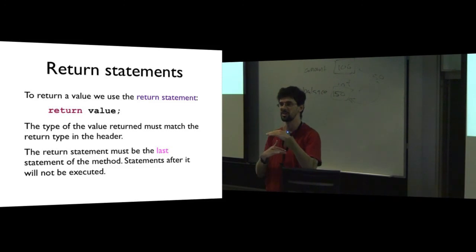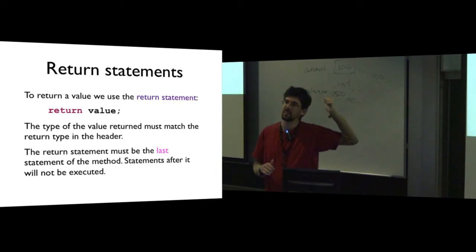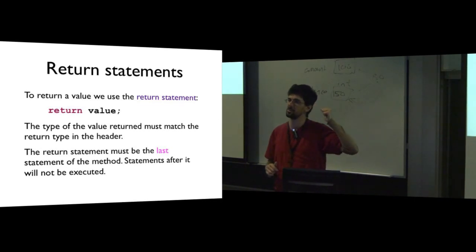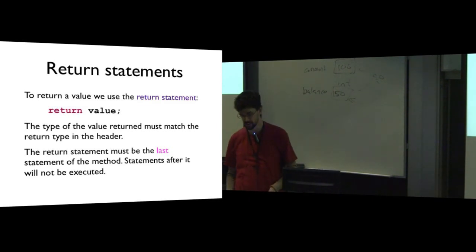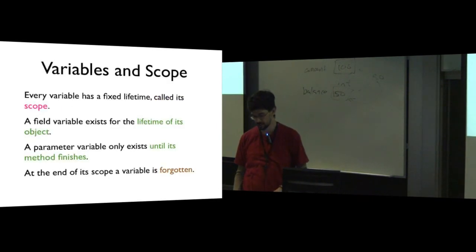The other critical thing is that the return statement is the last thing that happens in your method. If you put code after the return statement, that code won't be executed, because the method gets as far as the return statement and says, whoops, return, I'm going back. I've got a value and I'm sending it back, and anything that happens after that, I don't care. It's not going to do anything. So the return statement is the last thing that's executed.